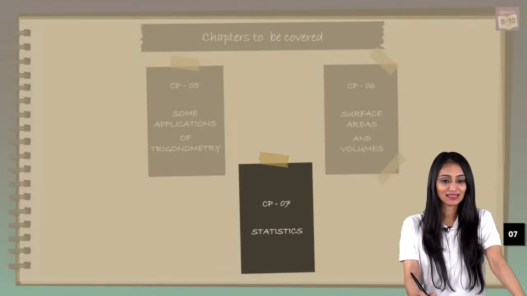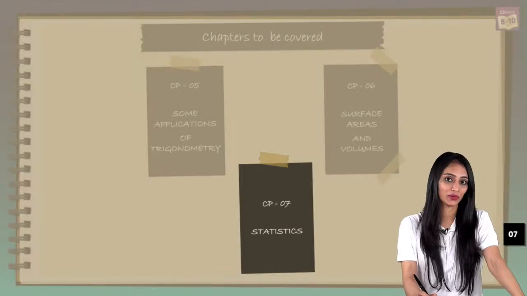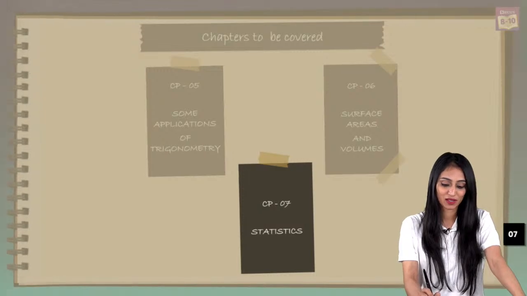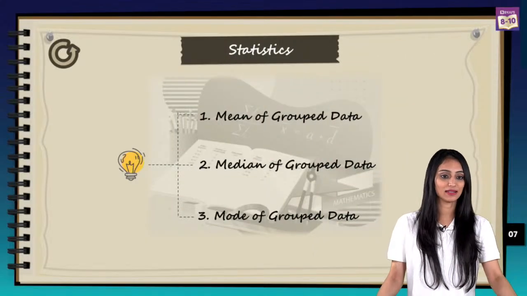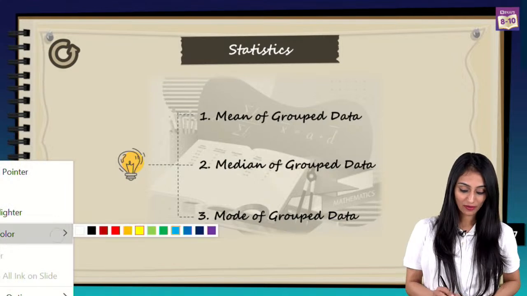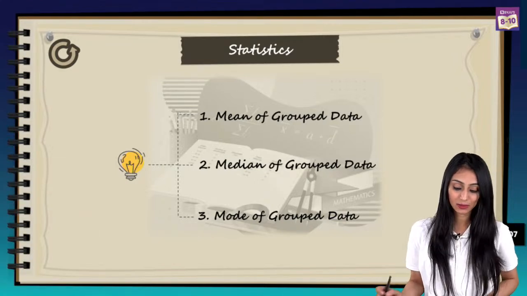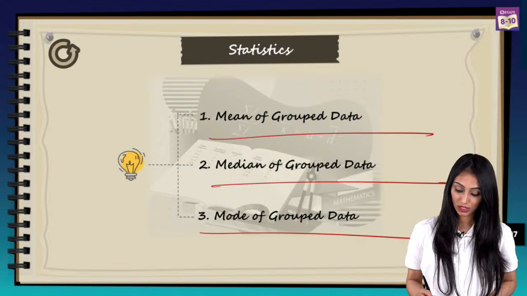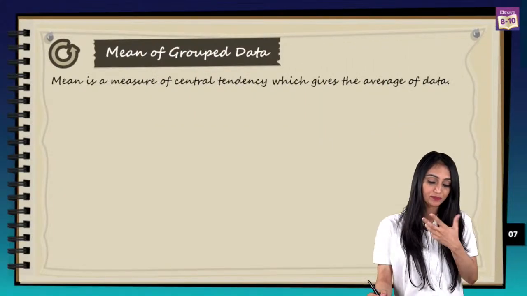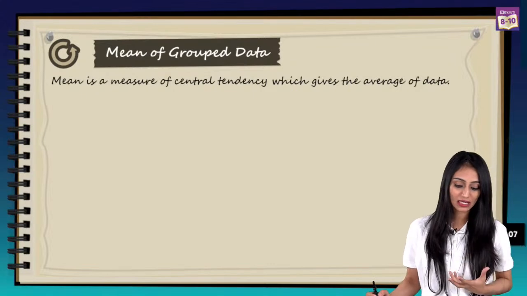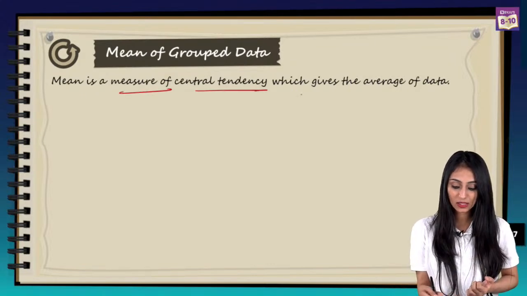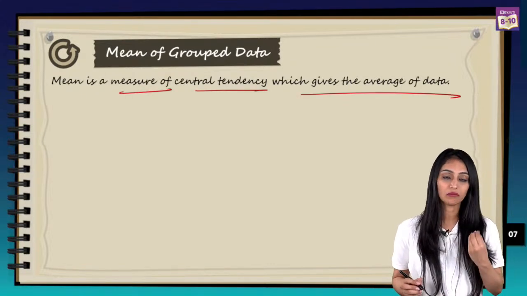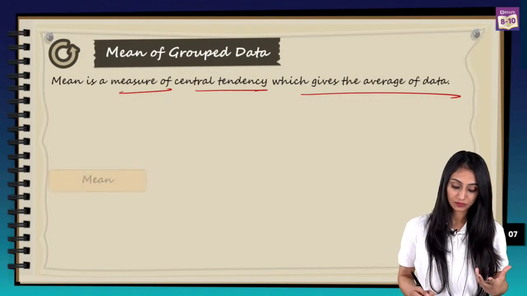statistics. Yes, I think this is one of the easiest chapters of term 2, because all we need is formulas. That's it. So what do we have? In statistics in term 2, we have the mean of grouped data, median of grouped data, and mode of grouped data. So let's take a quick look at the definitions of these. So what is mean actually? It's basically a measure of central tendency which gives the average of the data. Mean is about the average, right?